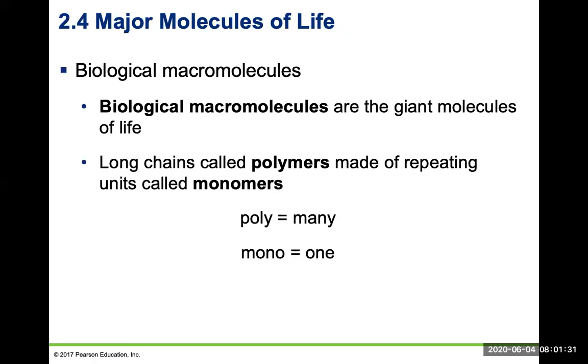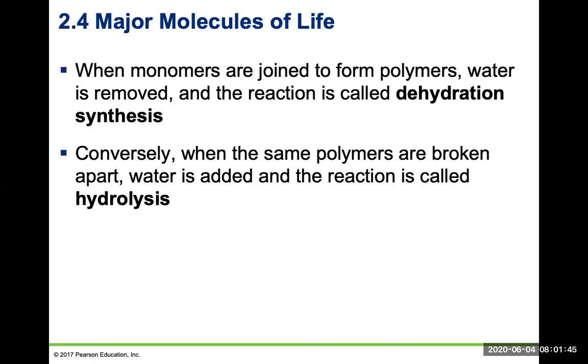Biological macromolecules are what we call the giant molecules of life. Long chains are called polymers, made of repeating units of monomers. So the word poly means many, and mono means one. When monomers are joined to form polymers, so when one comes together to form many, water will be removed, and the reaction is called a dehydration synthesis reaction. In the same way, when polymers are broken apart, water is added, and the reaction is called hydrolysis because you're hydrating it with water.